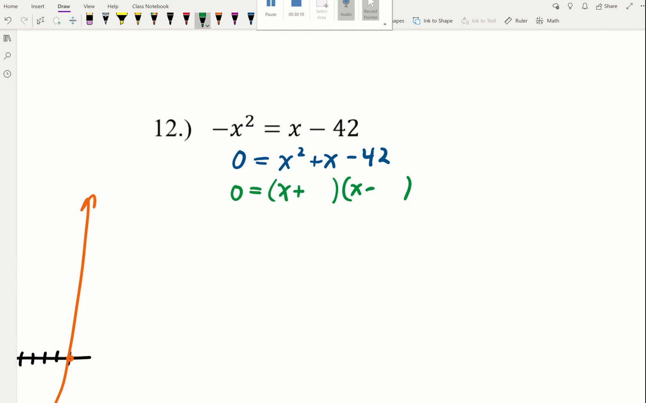Factors of 42 are 1 and 42, 2 and 21, 3 and 14, 6 and 7, and then it would go back to 7 and 6, so we know we're done. To multiply by x and x and get positive 1, I'm going to need my 6 and 7. Positive 7, negative 6. And that, again, means our solutions are at negative 7, positive 6.